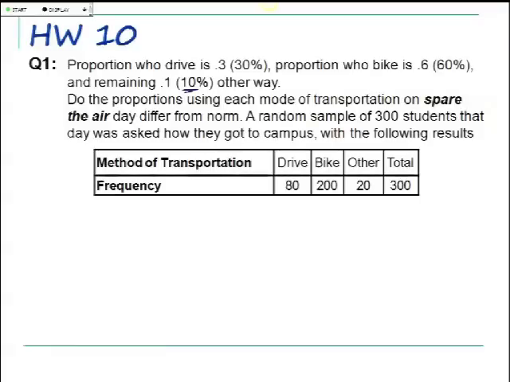So what does it already look like to you? It's a one-way table of counts, not a two-way table. You've got one random sample of 300 students. You've measured one variable, how did you get to campus, which is categorical. And you've got a standard model, a norm model that's typical, that you want to compare your results to see whether it fits well or not. It is what kind of test? A chi-squared goodness of fit.